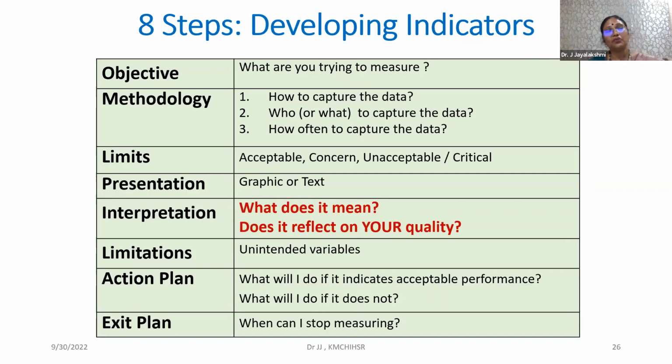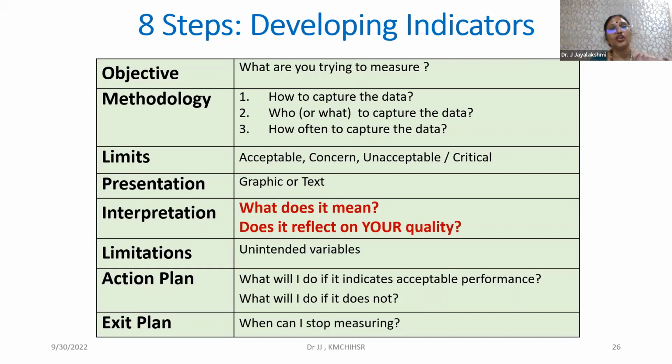Okay. So action plan, what will I do if it indicates acceptable performance? What am I going to do when it's well within 3% contamination of blood culture? Or what am I going to do when it is 5% contamination? What am I going to do when it is 15% contamination? That is my action plan. Like the risk assessment that we plan out, it's always before we start that you plan: if this goes very well, I'm going to do nothing about it and I'm going to monitor further. But if it's not so good, then I'm going to be monitoring this and looking at these things. When can I stop measuring?